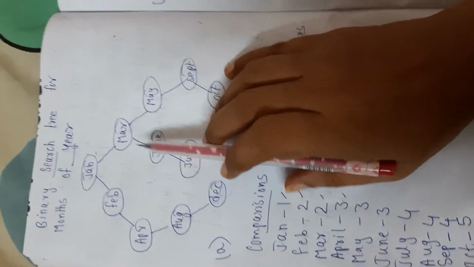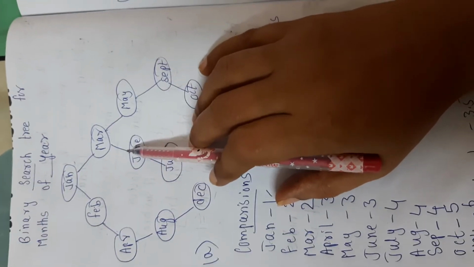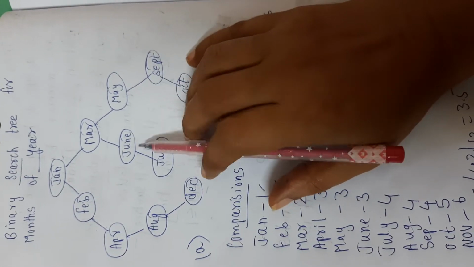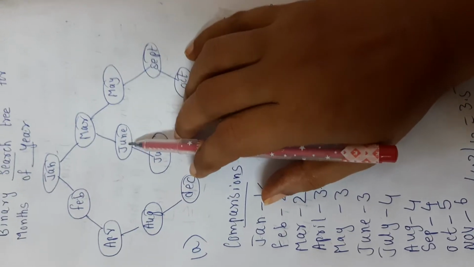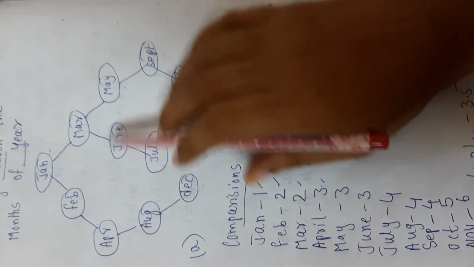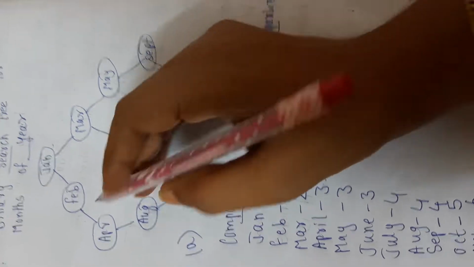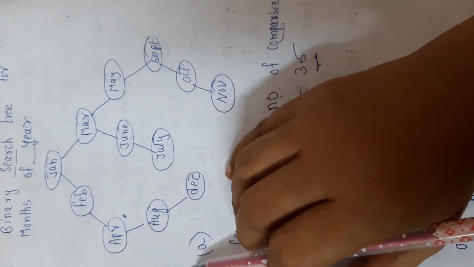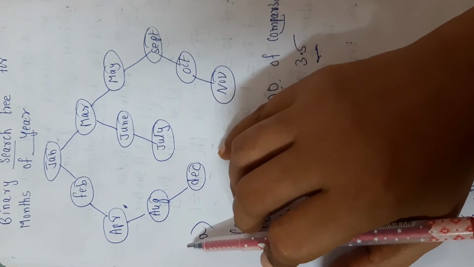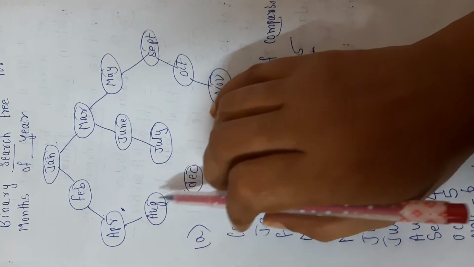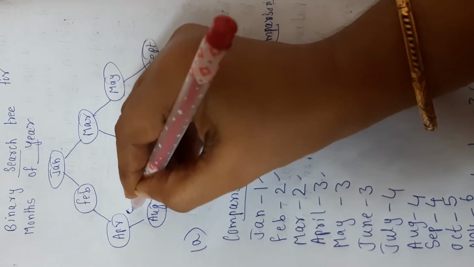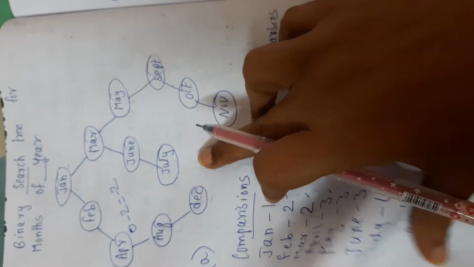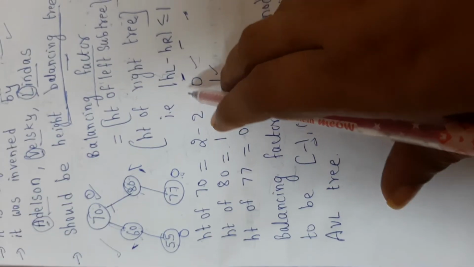Now I want to check whether this is an AVL tree or not. To check this, we have to find the balancing factor. If even one of the nodes is not satisfying it, then the complete tree is not an AVL tree. For example, for April, do we have left children? No, we don't have left children here. Do we have right? Yes, we have 2. So for April we are getting 0 minus 2, which is minus 2. But for the balancing factor, what are the values we should have?